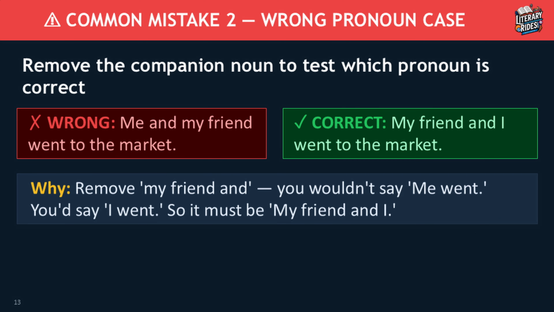Mistake number 2. Wrong pronoun case. The wrong sentence is, me and my friend went to the market. The correct one is, my friend and I went to the market. Quick trick: remove my friend and read it alone. Would you say me went to the market? No. You'd say I went to the market. So it's my friend and I.